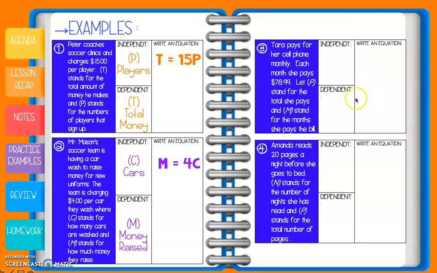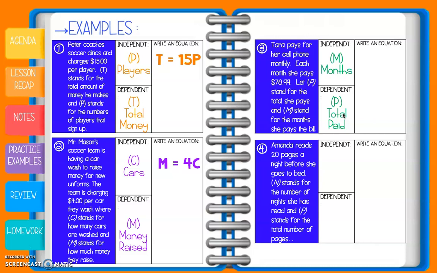It says let P stand for the total she pays and M stand for the month that she pays her bill. So the total that she pays depends on how many months she's paying for. So that makes our months the independent variable, and P, or the total paid, the dependent. If she's only paying for 2 months, it's going to be less than if she pays for 14 months.